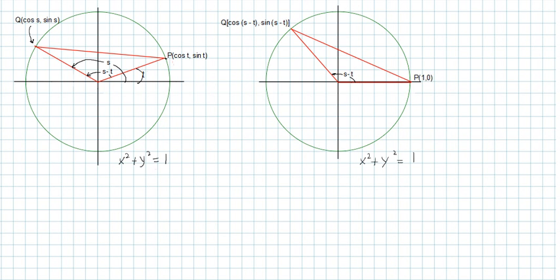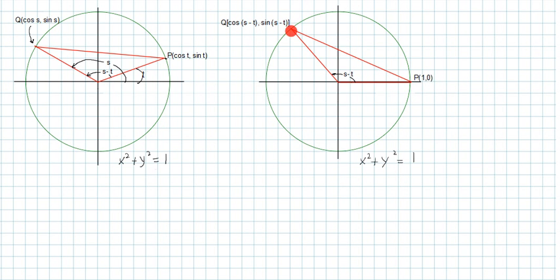Remember, cosine is x in the unit circle, and sine is y in the unit circle. So cosine, sine. Okay, so you agree that these triangles are exactly the same size, they're congruent, identical triangles. Now, this point, we know the coordinates because this is the unit circle. So x is 1, and obviously y equals 0.